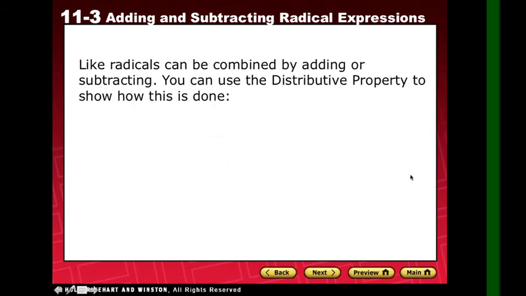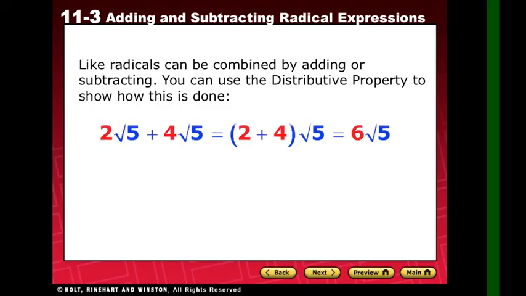Like radicals can be combined by adding or subtracting. You can use the distributive property to show how this is done. So this is an example of addition of like radicals. Malalaman natin na this is an addition because of the plus sign. And then we have 2 and 4 and then square root of 5 for both. So ang gagawin lang natin is we just copy the square root of 5 and then i-add natin si 2 plus 4, and that is equal to 6. So ito na yung answer natin. Ganun lang kadali mag-add ng like radicals.